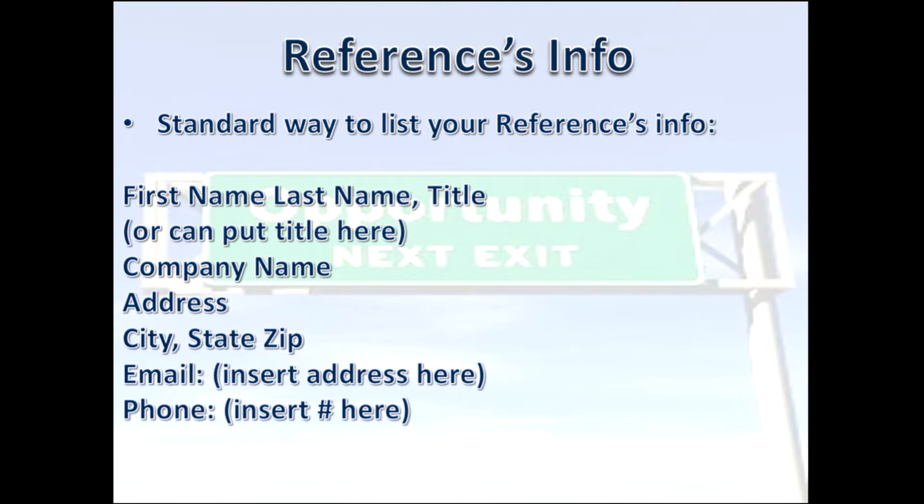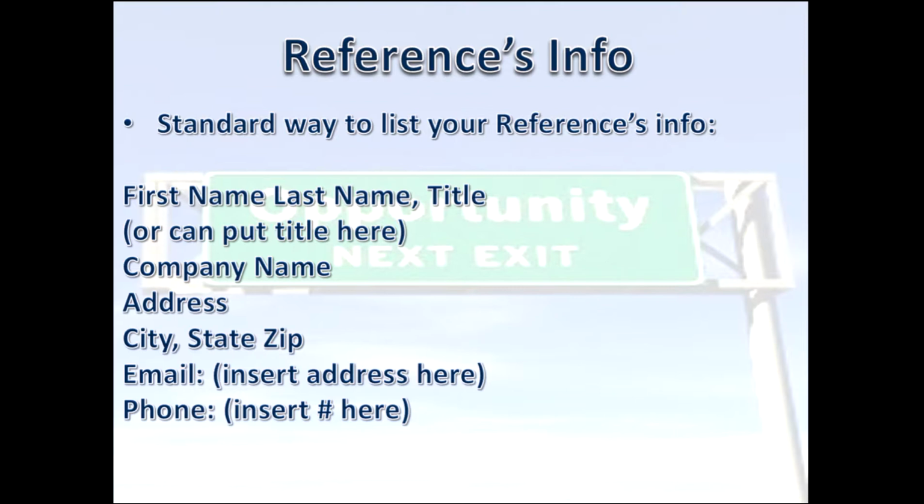List their address, their city, state, and zip code. Notice, this sounds small and ridiculous, but it's actually important. Notice I have city, comma, state, and zip does not separate it by a comma. Some people put a comma after the state abbreviation and before the zip code, and you do not do that.